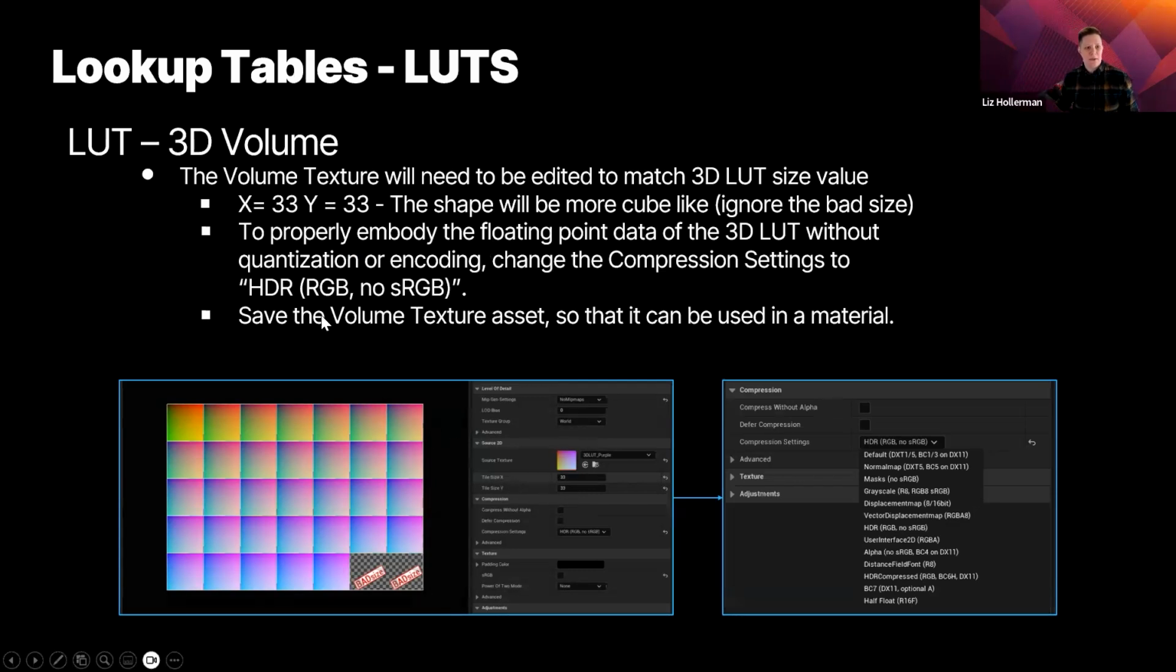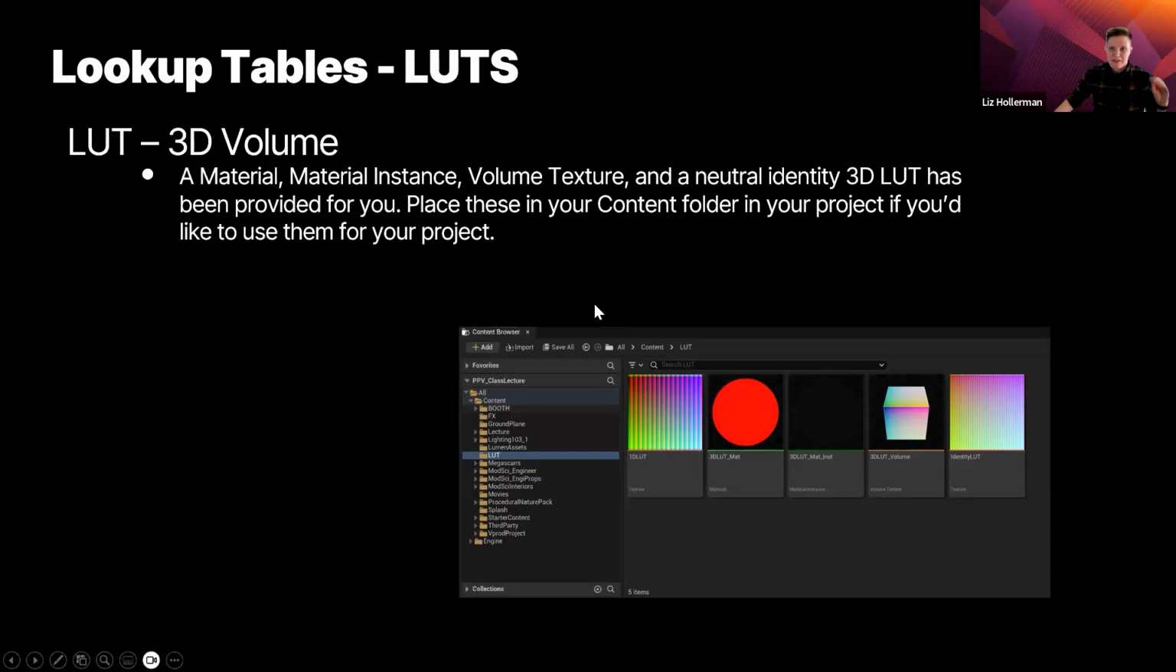So this particular image that I generated, it's 1089 by 33, which 1089 divided by 33 is 33. It's just 33 times 33. So that's why it's a 1089 by 33 file, because when it's all wrapped up, it'll be 3D. So you have to essentially save this volume texture, making sure it is an HDR compression, and then put that on a material and then make a material instance.